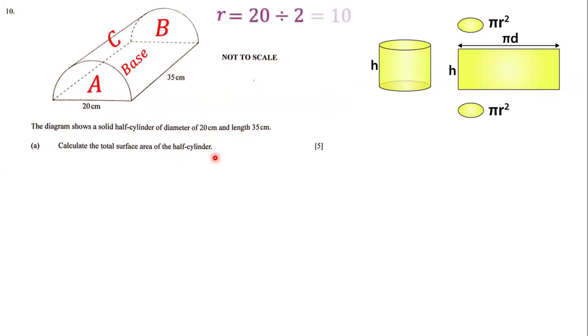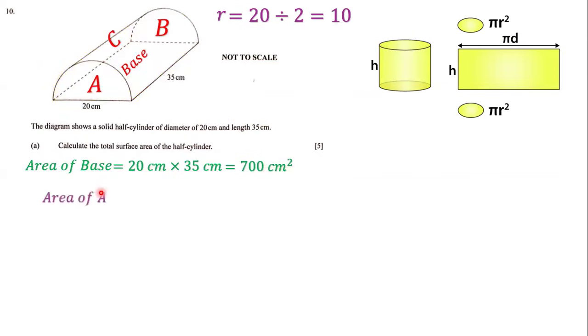So the area of A is going to be the area of the base. So we start off with the area of the base, which is going to be equal to, we're going to take the two sides and multiply them by each other. The length is 35 and the width is 20 centimeters. So area of a rectangle is length times width, which is 35 centimeters multiplied by 20 centimeters, and that gives us 700 centimeters squared. That's the area of the base.